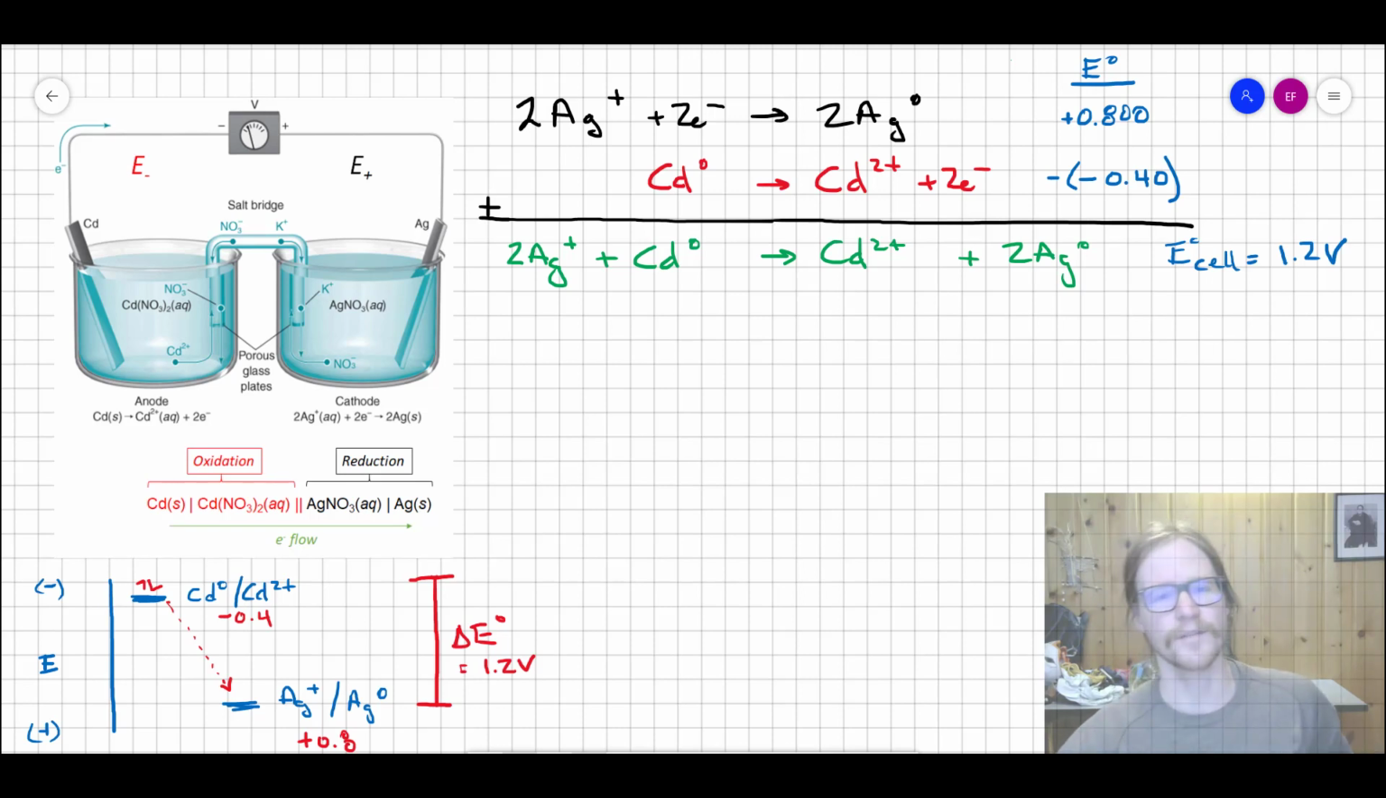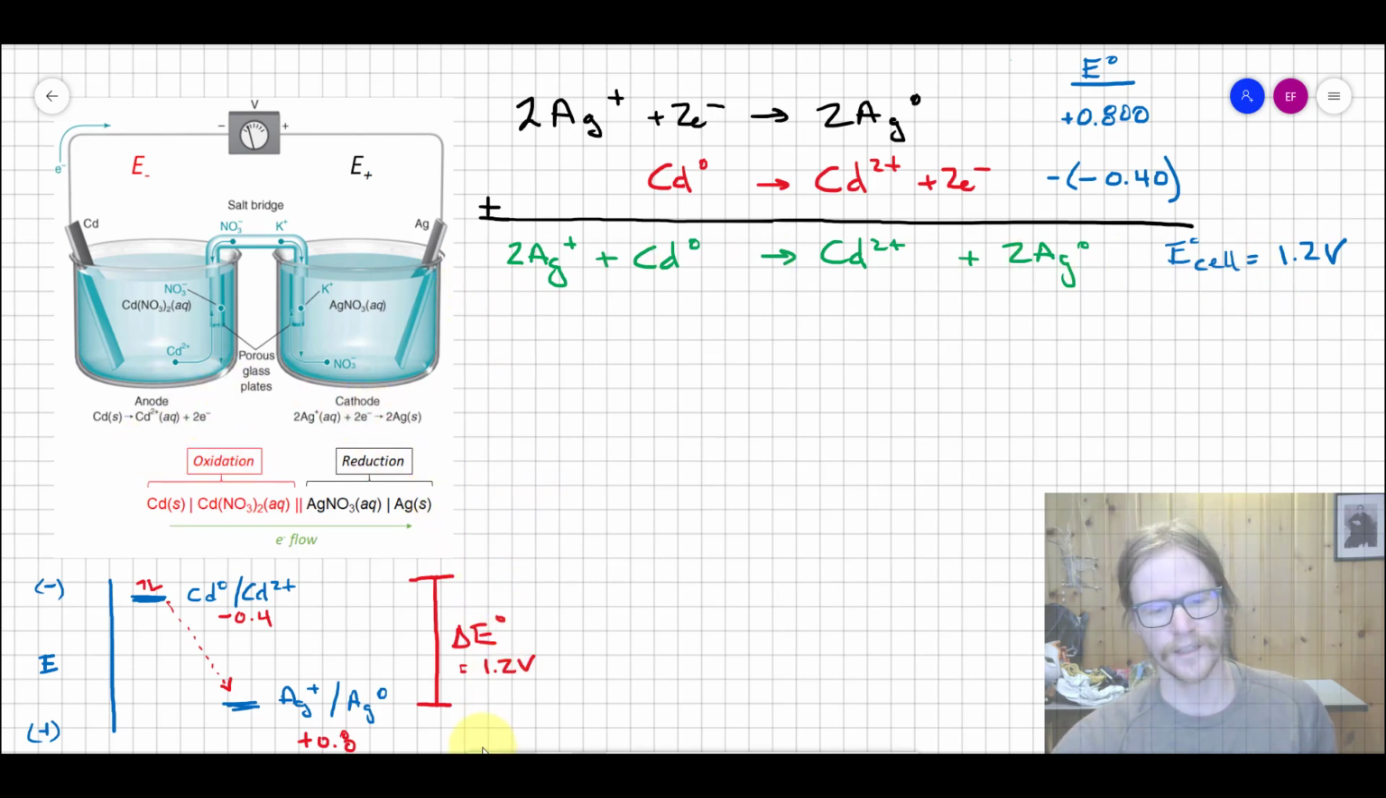And so we have exactly the same cell that we had in the previous video, but now we've physically separated or isolated the two half reactions in two separate vessels. And so we have the cadmium and the cadmium 2 plus half cell on the left, and we have the silver 0 and silver plus half cell on the right. The exact same two half reactions are at play here. The overall cell potential is still 1.2 volts for this cell.